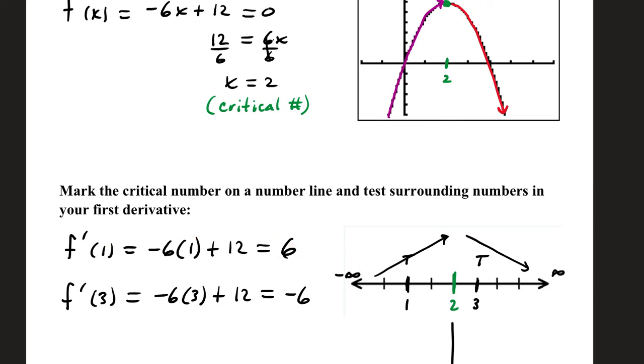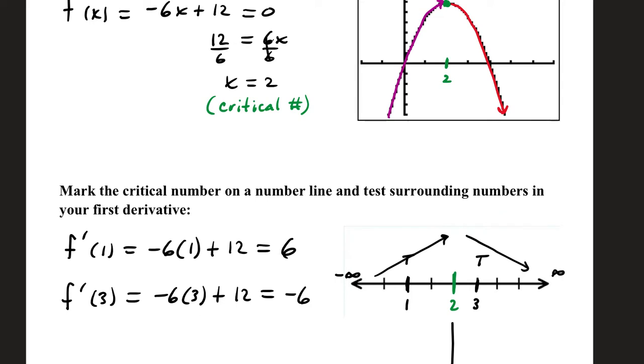That's positive. And since that's the first derivative, we have a positive rate of change, or increasing. The test number on the other side of the critical number, we picked a 3. Negative 6 times 3 plus 12, that's negative 6. And since that's a negative rate of change, our function is decreasing on this interval.